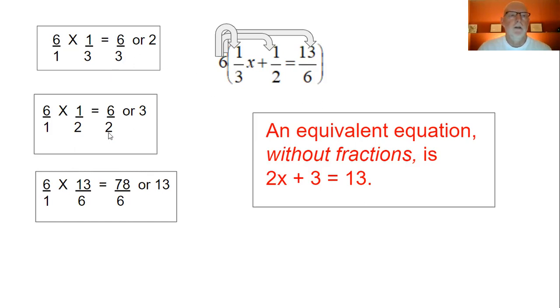Now, I've shown over here to the side how we would do that, but usually what I do, and I think it's a little bit of a shortcut, an advantage, is this: the 6 is on the numerator when we're multiplying all these fractions. So you could just think of this as 6 divided by 3 is 2. 2 times 1 is 2. 2 times x is 2x. 6 divided by 2 is 3. 3 times 1 is 3. And 6 divided by 6 is 1. 1 times 13 is 13.